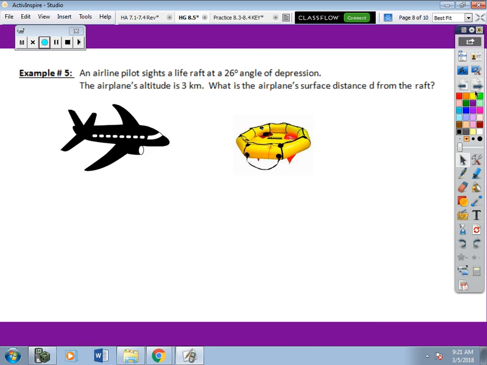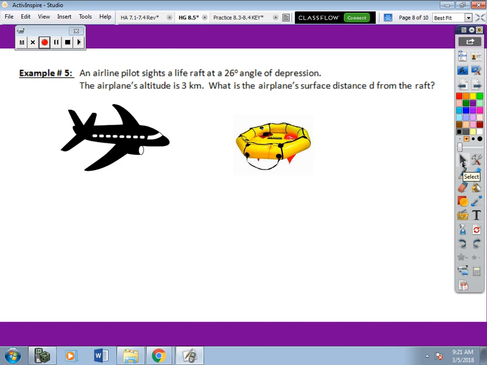Next one, we got a plane. An airline pilot sights a life raft at a 26-degree angle of depression. And yours looks like a 0. It should be a degree symbol on your note sheet. Somehow that got switched. The plane's altitude is 3 kilometers. What is the plane's surface distance from the raft?